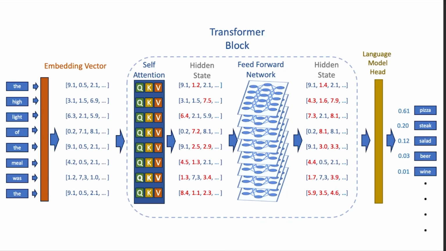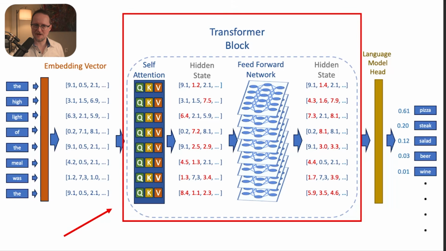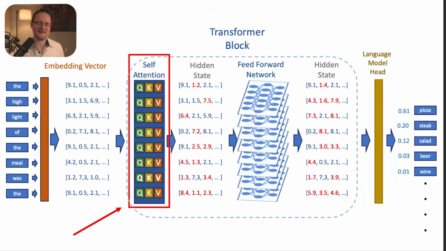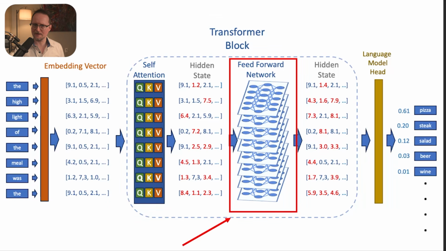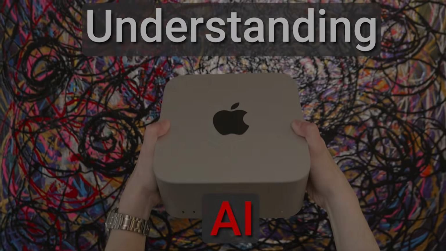Okay, this is going to be a pretty technical video, so I'm assuming you already know how a large language model works. And more specifically, you should have a high-level understanding of the different layers. For example, the embedding layer and transformer blocks, which includes the self-attention and feed-forward networks. And finally, the language model head. If you need a refresher, check out my last video about understanding AI. I'll have a link to the video in the description below.